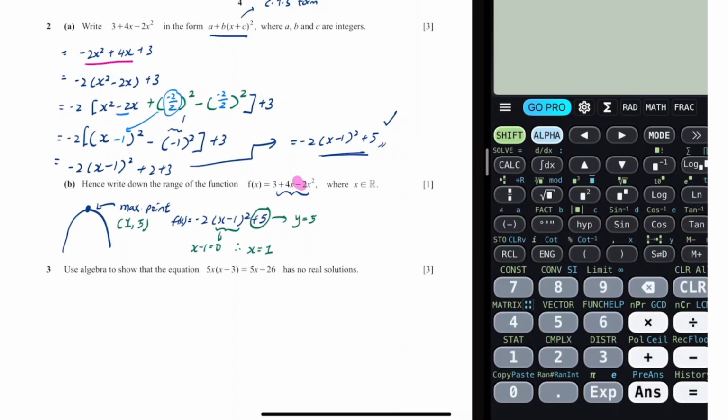So how do we find the range of this? For sure, this is the maximum point. So any points on the graph, any y values or f(x) values, will be lower than the maximum point. So this is how you should write it. The range of f(x) will be f(x) less than or equal to 5. Okay, less than or equal to 5.